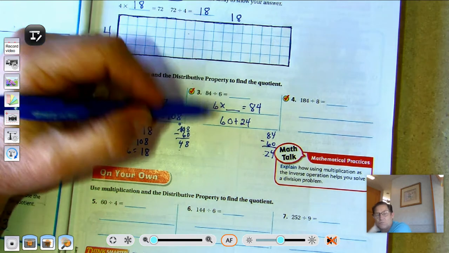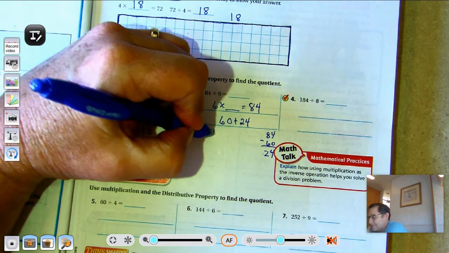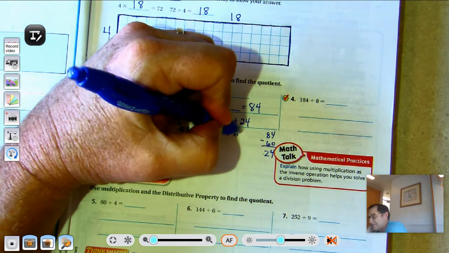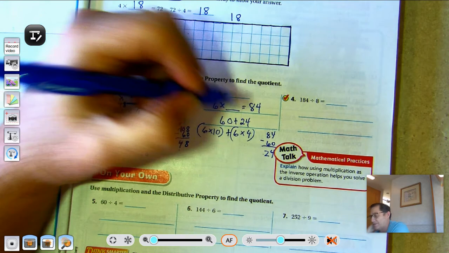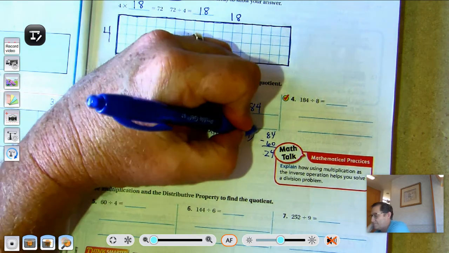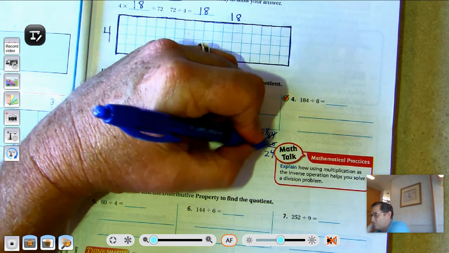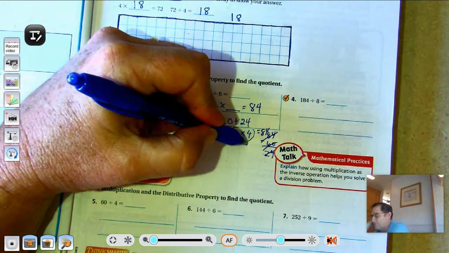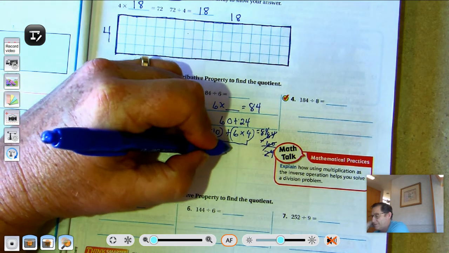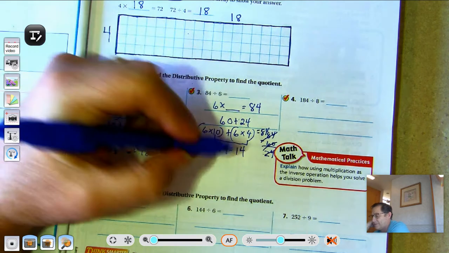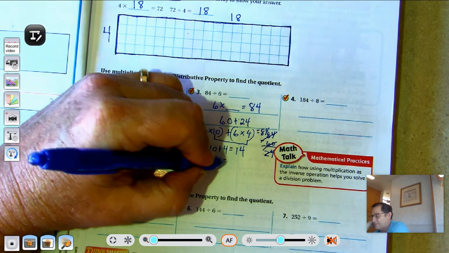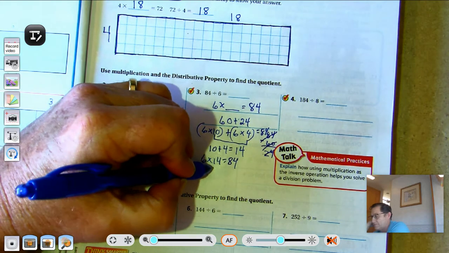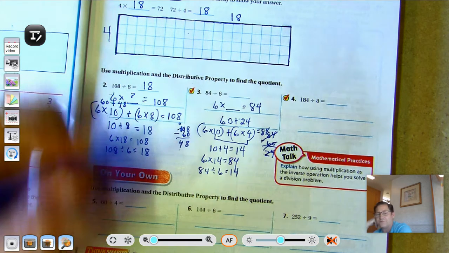Okay, so 6 times what is 60? 6 times 10 plus 6 times 4. 6 times 4 is 24. And together that equals 84. Add the unknown factors of 10 and 4, and we get 14. So 6 times 14 is 84. So 84 divided by 6 is 14.